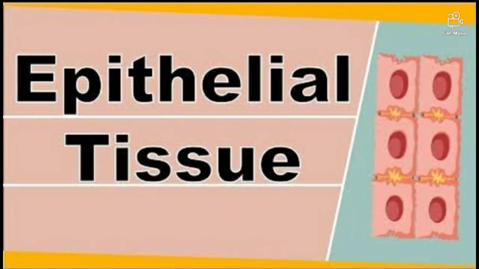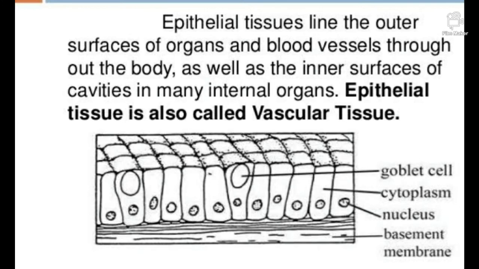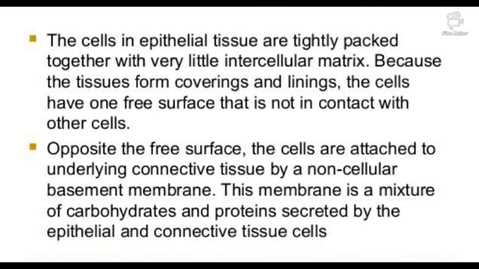The epithelial tissues line the outer surfaces of the organs and blood vessels throughout the body, and they also line up the cavities of many internal organs. So we can say that the epithelial tissues are widespread throughout the body. They are the major tissue in the glands.